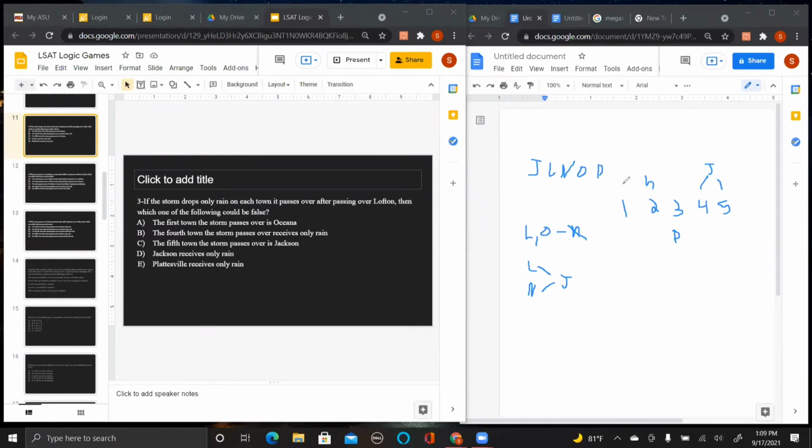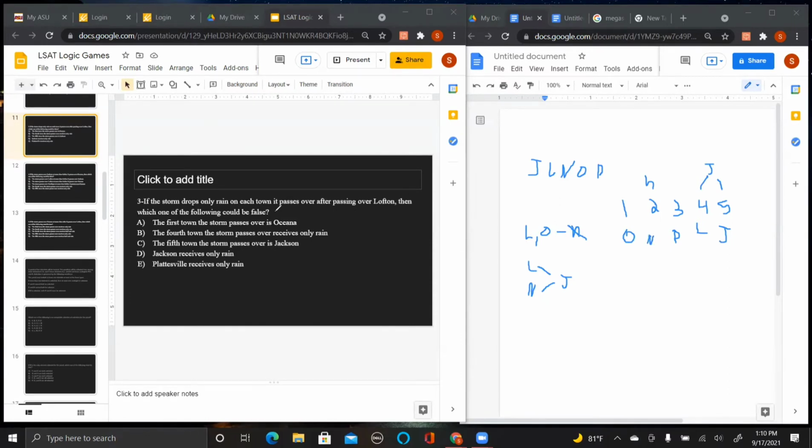So we know Lofton can't be first, right? Because something receives hail after what's first, right? And it can't be second because Lofton itself can't receive hail, right? So Lofton would have to go either fourth or fifth. And remember, it has to come before J, so that means it has to come fourth. So put an L there and a J there, right? Which only leaves us with the variables of N and O for the rest. And remember, O can't get hail, so it has to be here. Meaning N has to be here. There we go, we figured out the order, fantastic.